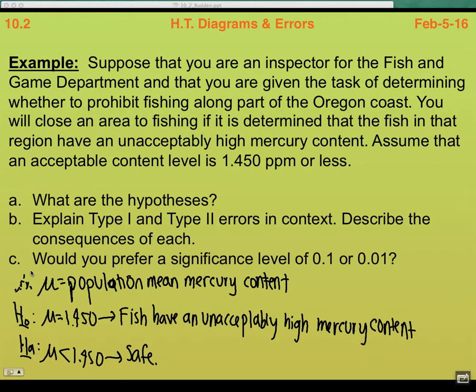Okay, explain type 1 and type 2 errors in context, and then describe the consequences of each. Anything like that? Oh, man. Okay.